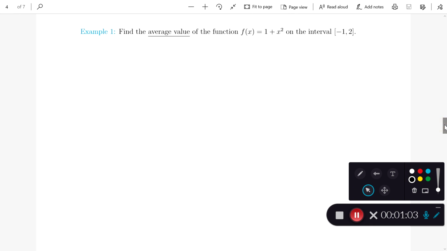So here's an example of a problem that you could be asked to solve. You need to find the average value of a particular function on a particular interval. In this case, our function is 1 plus x squared, and our interval is from -1 to 2. So don't forget that that interval means that you've got your a and your b. Actually, that's the closed interval [a, b]. So in this case, your a is -1 and your b is 2.